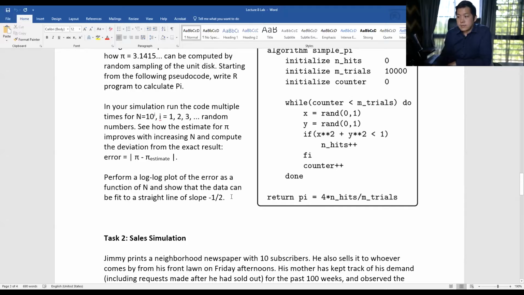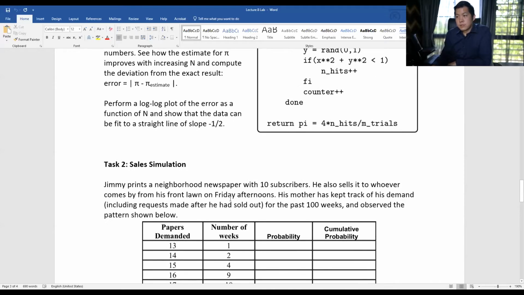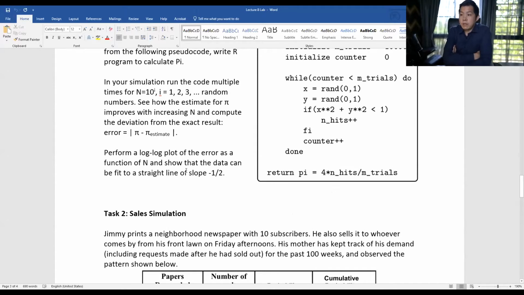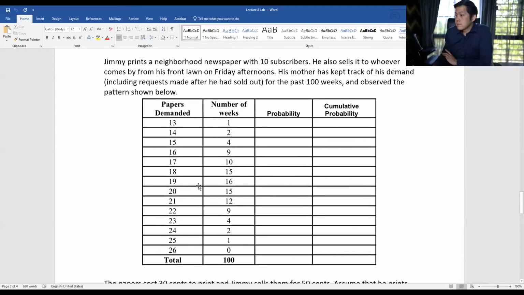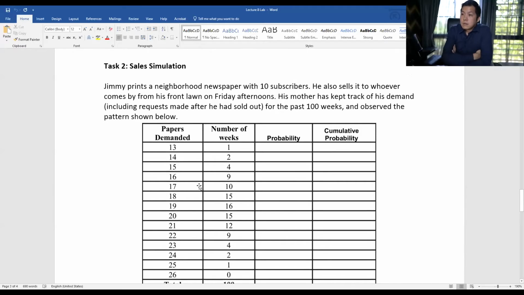Okay, show that the data can be fit to a straight line. Okay, we have 3 questions. Oh, no, that's not questions. All right, that's the first task.